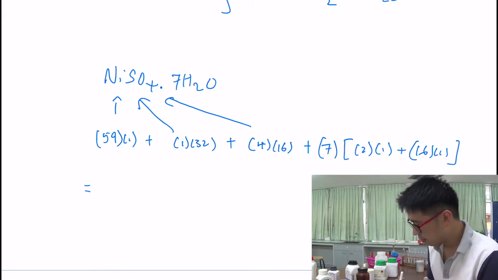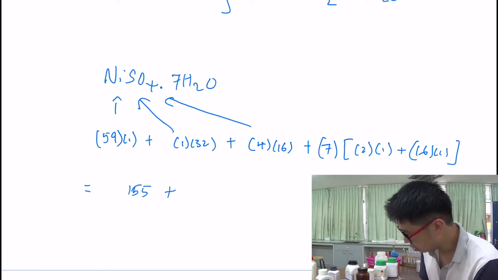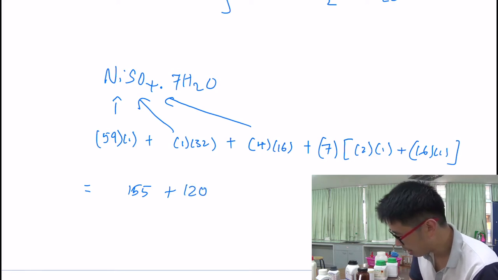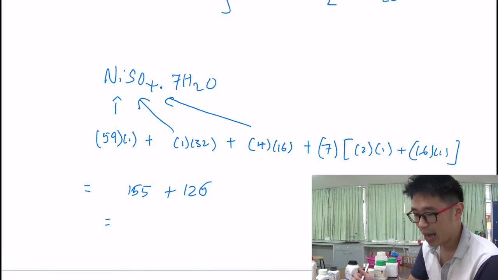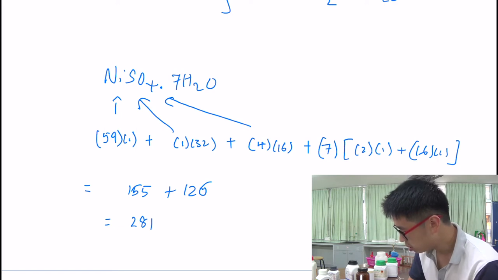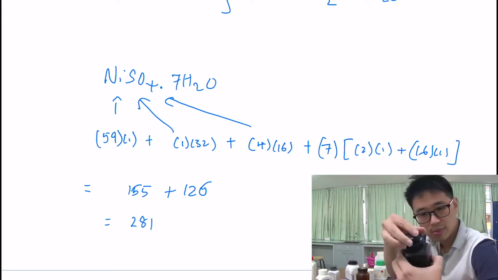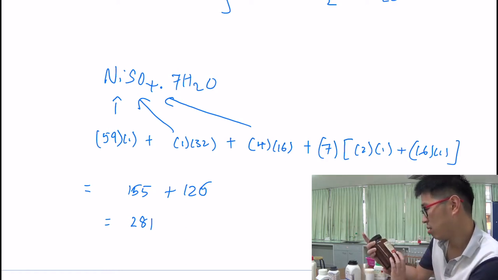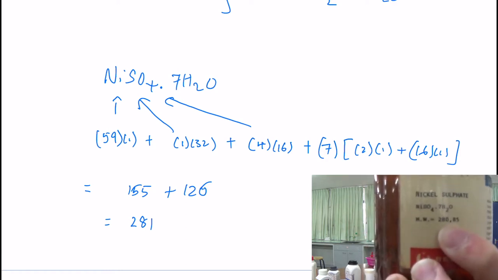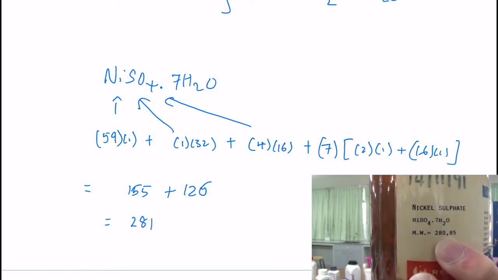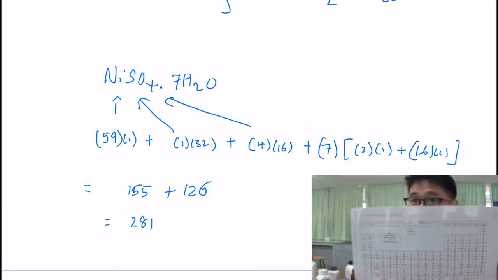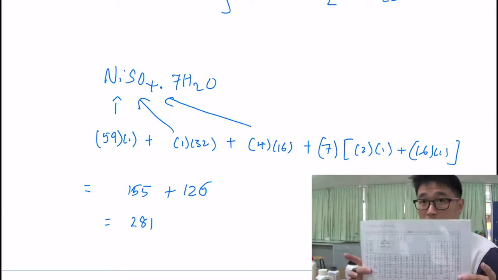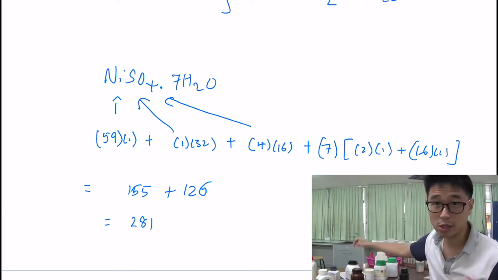So the nickel sulfate is 59 times 1 plus 32 times 1 plus 16 times 4, I get 155. And I have 7 water of crystallization, 7 times 18, that is 126. So the molecular mass for this nickel(II) sulfate heptahydrate with 7H2O is 281. This is nickel, yep. As shown here, it is nickel(II) sulfate with 7H2O. It's given on the bottle, 280.82. I got 281 because I'm using a very basic, very elementary periodic table based on the O-level or IGCSE curriculum for 14 to 16 year olds.